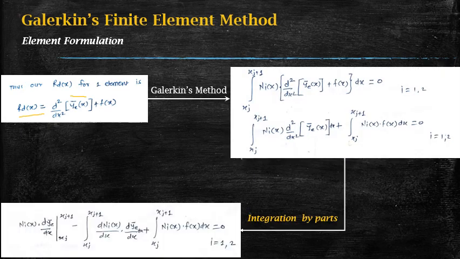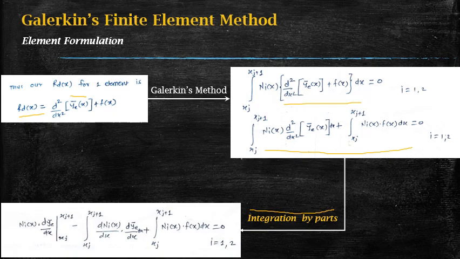Now applying Galerkin's method, we can write like this: the integral over this interval of capital Ni of x into this residue is equal to 0. This is nothing but the Galerkin's method, which is rewritten in this way. Now we will apply integration by parts. This is very important. We will apply integration by parts.